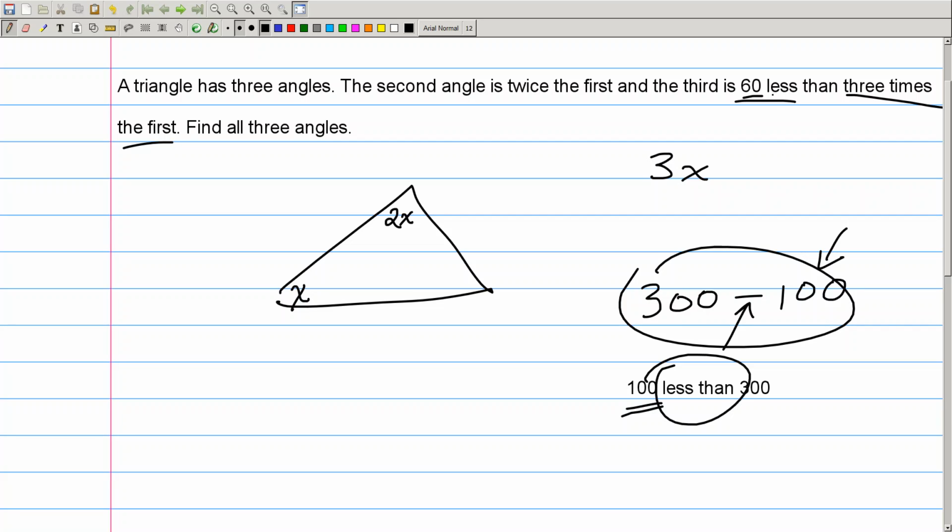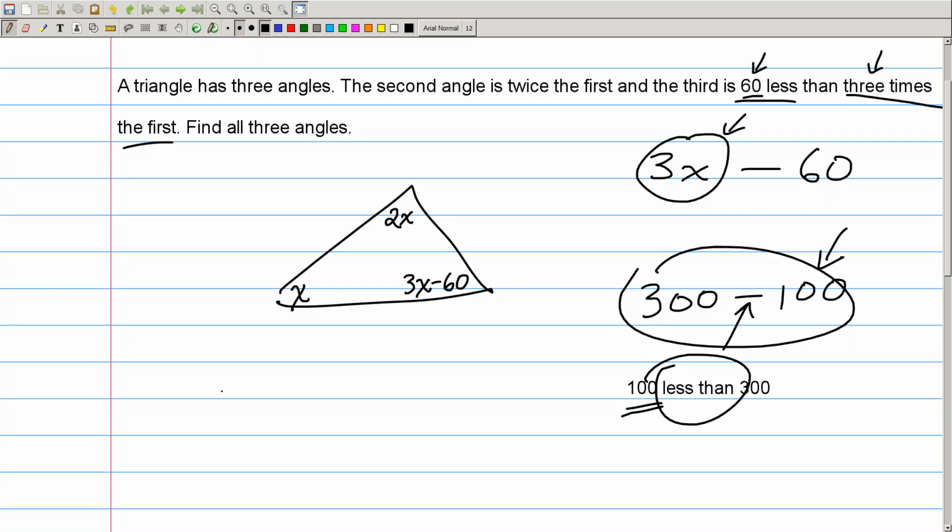So when it says 60 less than 3 times the first, you write 3 times the first initially, and then you subtract 60 off. So that is the last angle. 3x minus 60. Remember that. If you see less than, you actually reverse the order of the two terms that you see in the statement. I saw 60 first, 60 comes second. 3x comes second in the statement. In the mathematical expression, 3x comes first. Now, we have our three angles, and these are algebraic angles, meaning in terms of a variable x.